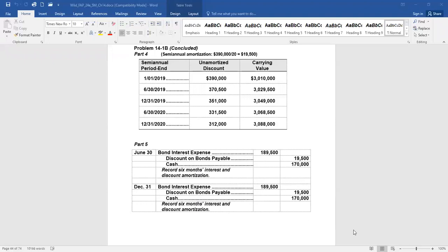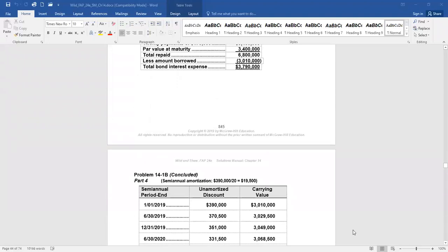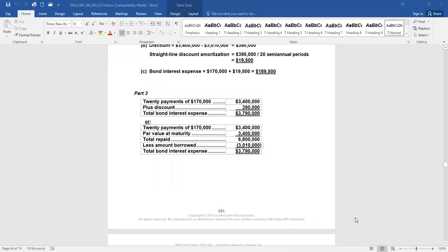Now, in part 3, they ask, what's the total bond interest expense that will be paid over the entire life of the bond? Well, the interest payment is $170,000 for 20 interest payments. So 170,000 times 20 will give us 3.4 million, which just so happens to also be our face value of our bond. That's a coincidence.